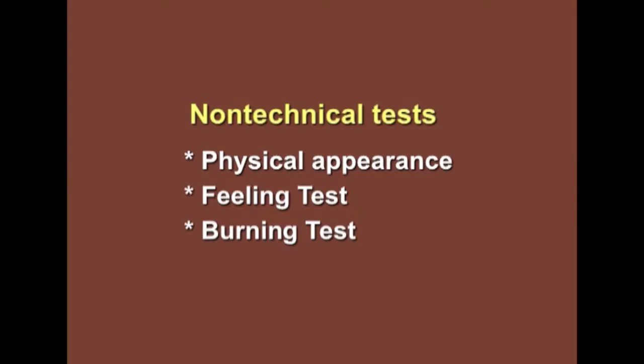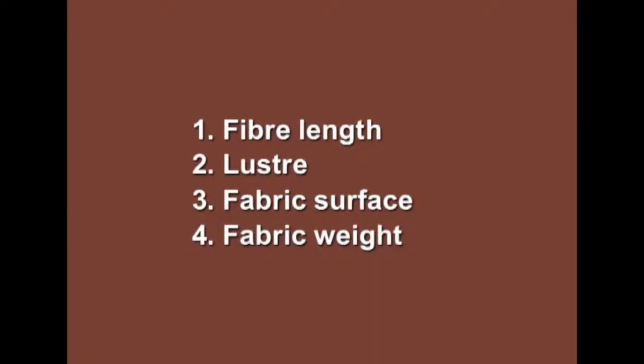The first test is the physical appearance test. In this, the physical appearance of a fabric sometimes indicates the probable fiber content. Generally, natural fibers can be identified tentatively. The yarns are drawn from the fabric separately, warp-wise and weft-wise. The parameters checked are the fiber length, the luster, the fabric surface and the fabric weight. The fibers are either staple or filamentous. Generally, all natural fibers are staple except silk.